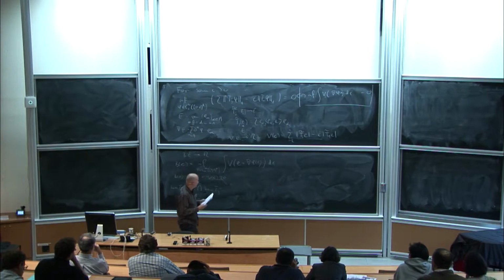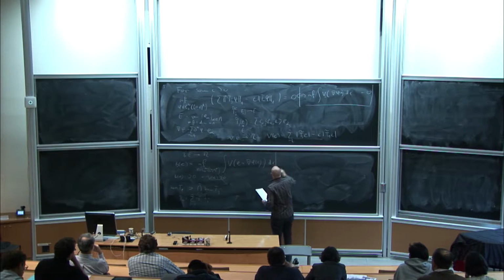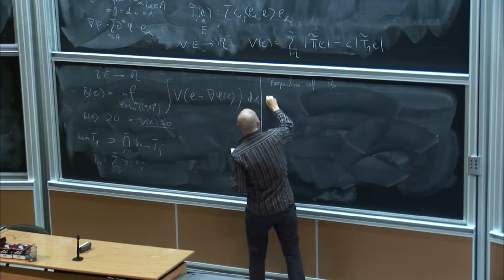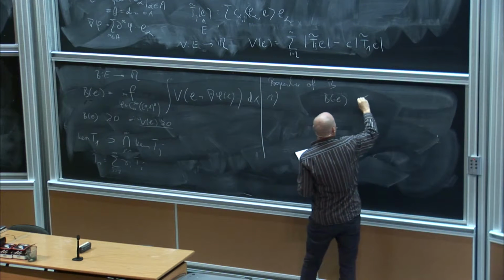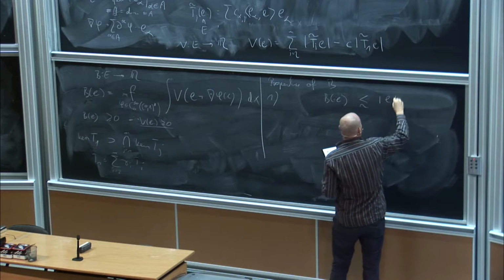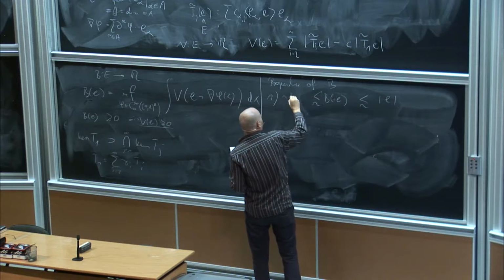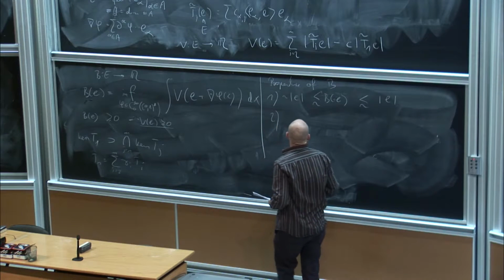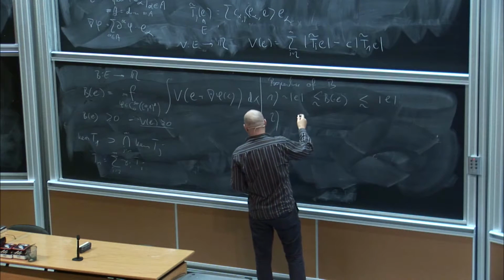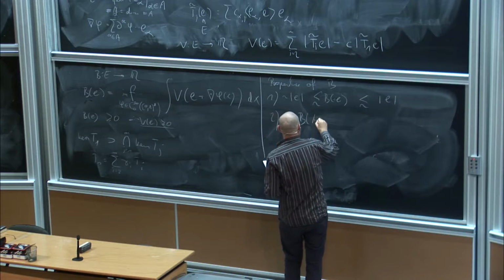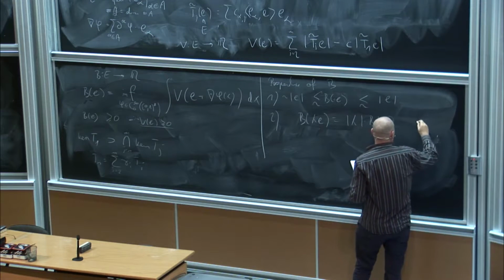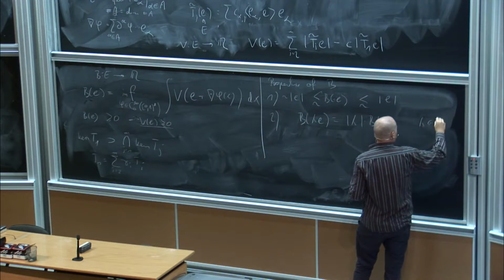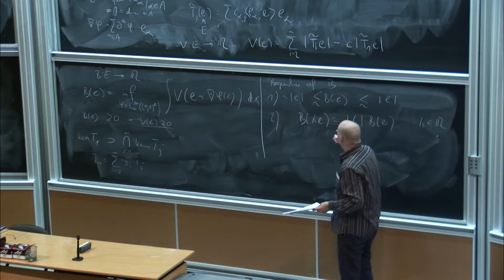So we start from the investigation of some properties of b. They are very simple. First, b of E is dominated up to some fixed constant by the norm of E and dominates minus the norm of E. Second property, which will be crucial for us: b of lambda E equals the absolute value of lambda times b of E for real lambda. In particular, this is an even function.